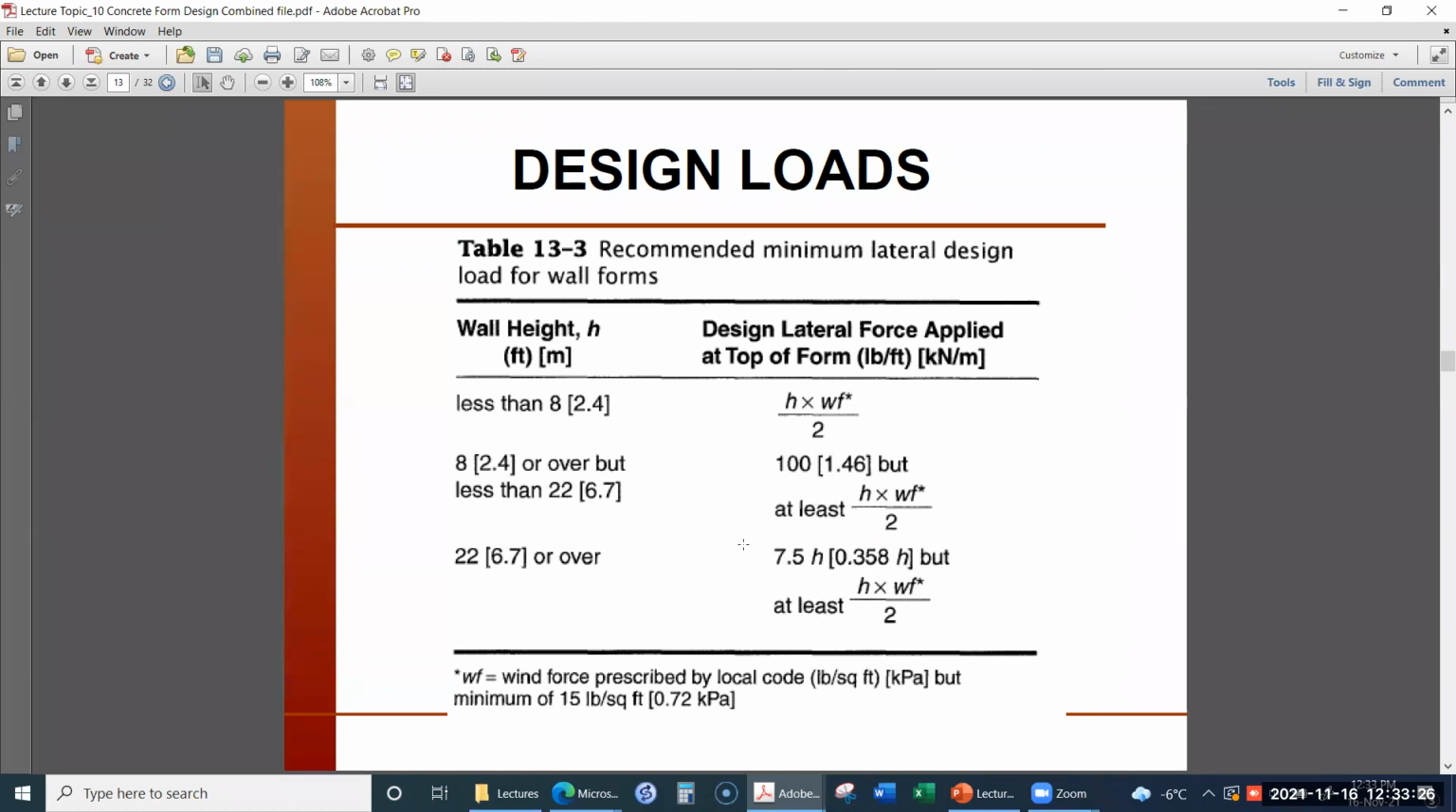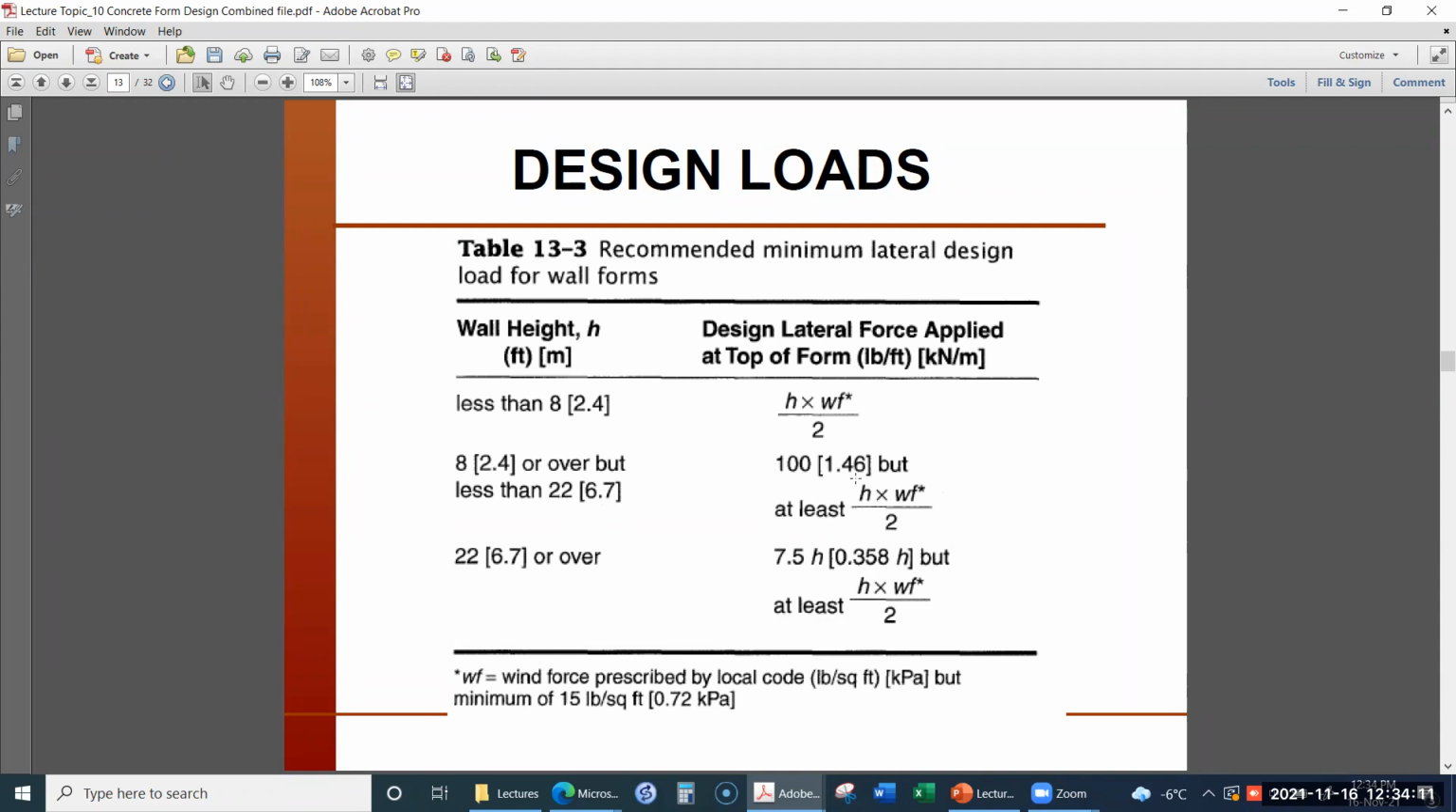Okay, where WF is the wind force prescribed by the local code. The local codes will prescribe this wind force, which will be given in kilopascal units, but it should be a minimum of 0.72 kilopascal. Okay, H times WF by 2. If the wall height is 2.4 meter or over, but less than 6.7 meter, then at least H times WF by 2 should be used.